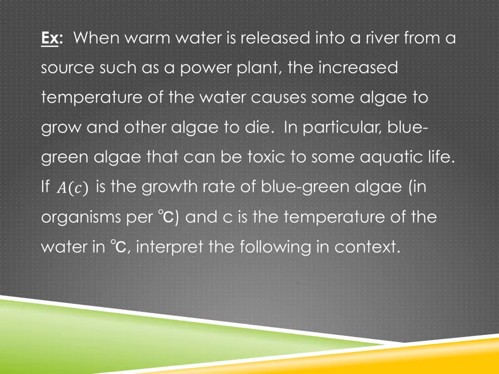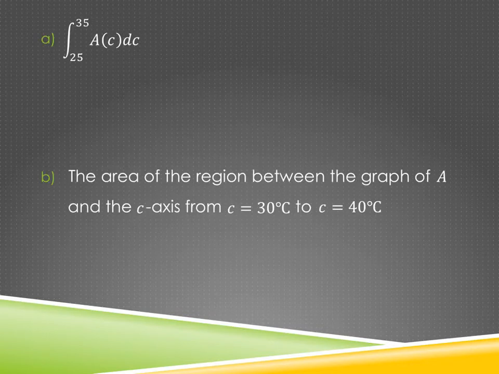If A of C is the growth rate of the blue-green algae in organisms per degree Celsius, and C is the temperature of the water in degrees Celsius, interpret the following in context. So let's actually take a look at what we've got. We've got some notation on your paper as well. This is the definite integral from 25 to 35 of A of C dc.